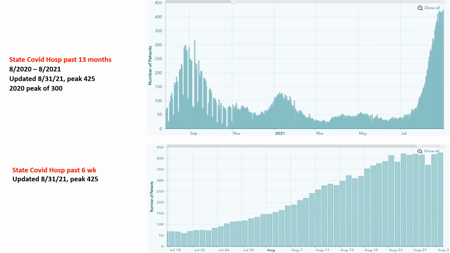But what's really interesting, if you go down to the bottom graph, that's the same graph, state COVID hospitalization, but instead of 400 days or 13 months, it's 40 days. So you get a better feel for the true slope of the curve, because the top graph's x-axis was really compressed. You can see on this one that hospitalization did charge up in July and early August, but the last week there's a little bit of leveling off. So that's a good sign. The rate of increase in COVID hospitalization is not as high now. So that's good news.